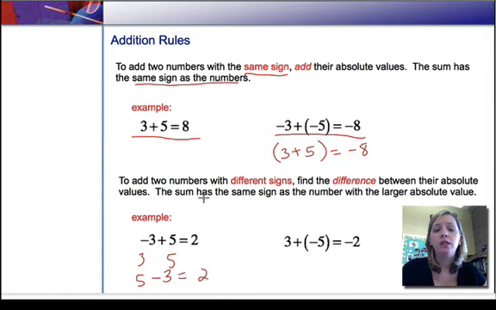Now the sum of these two numbers is going to have the same sign as the number with the larger absolute value. So in this example, 5 had the larger absolute value, 5 was positive, so the sum would be positive 2. Alright, in the next example we have 3 plus negative 5. Again, the absolute value of 3 is 3, the absolute value of 5 is 5, but this time, when I find their difference, 5 minus 3 is 2, the number that had the bigger absolute value is negative 5. So their sum will be negative 2.